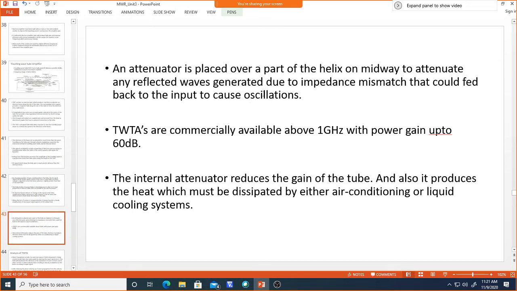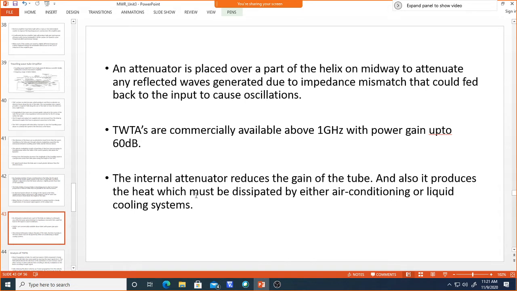It will attenuate the reflected waves. If reflected waves come from output to the input, it will cause oscillation, so the attenuator that is placed will reduce this effect. Now these TWTAs are commercially available above 1 gigahertz, with power gain, as I said, greater than 40 dB, and it can even go up to 60 dB.